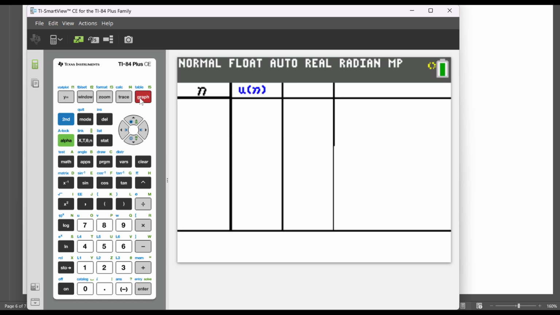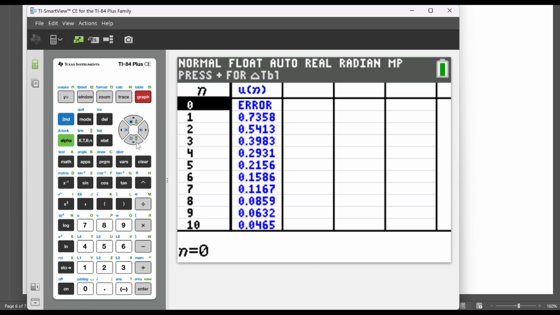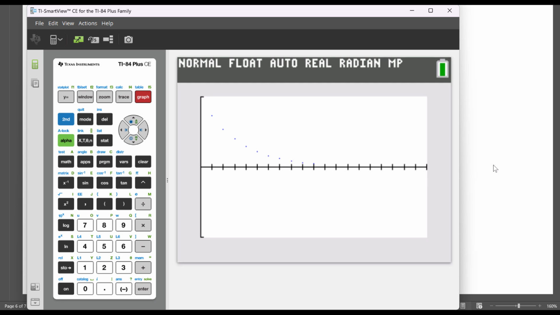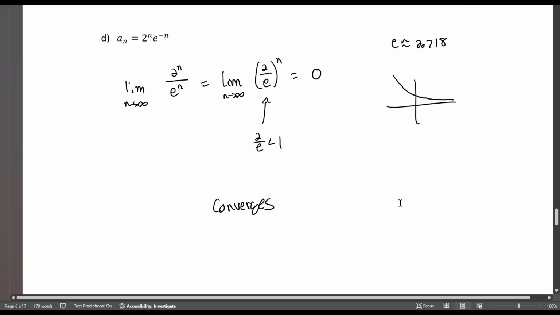Let's go second graph. We look at the table and we can see it appears those values are getting smaller and smaller and going to 0. Again, I could graph and see the graph on the TI. It looks like we definitely have a horizontal asymptote, if you will, and those values are going to 0. So this is a nice way to visually check and explore to show that the analytical work we have is valid.